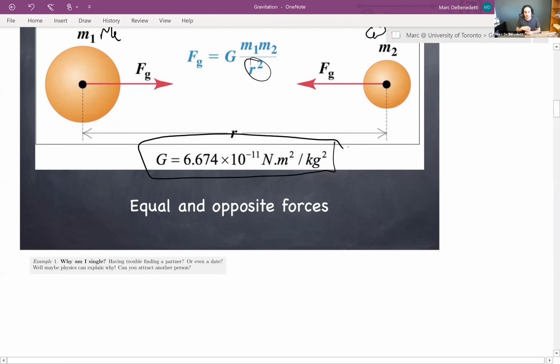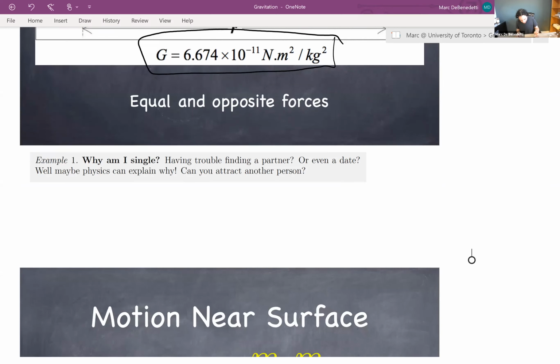I don't know why I can't insert space here. OneNote is not listening to me. Okay, well, we're going to make do with the space that we have then.